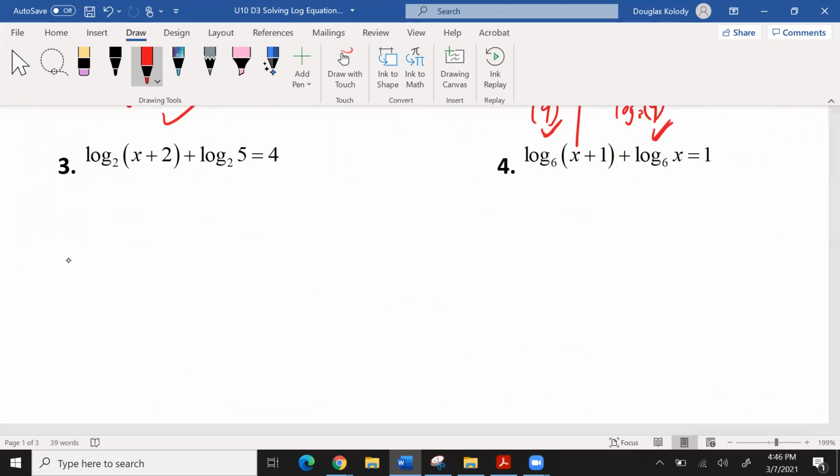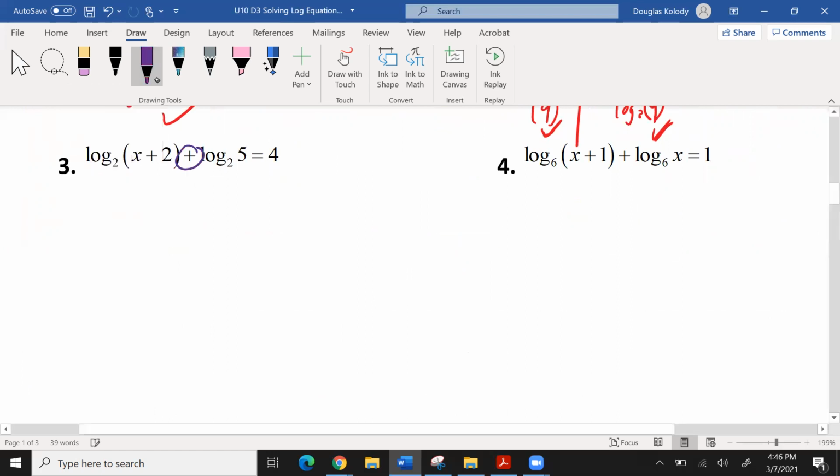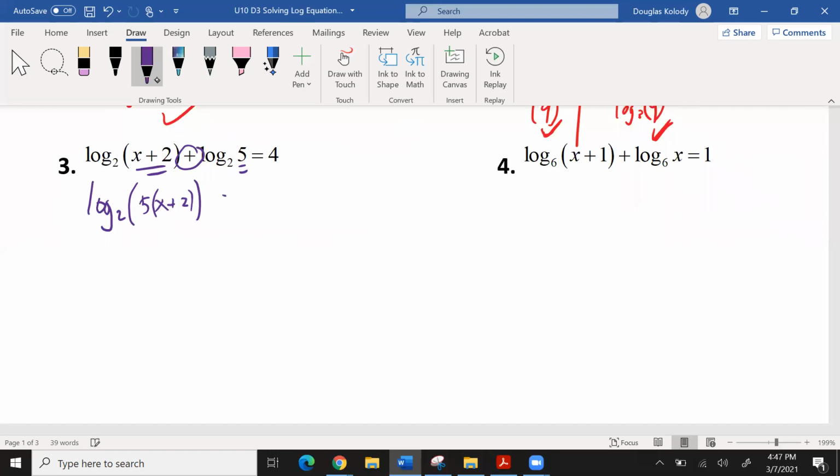Because of this plus sign, let me go back to my purple color. Because of this plus sign, I'm going to multiply. So this becomes the log base 2. I'm going to take the 5 and the x plus 2 and multiply them. So it's going to be 5 times x plus 2. And that equals 4. So this is the log base 2 of 5x plus 10 equals 4.